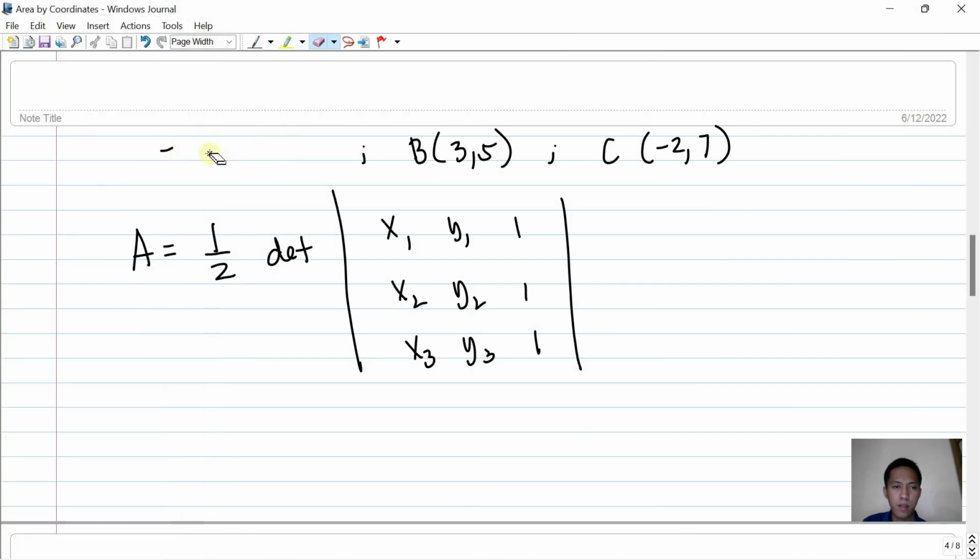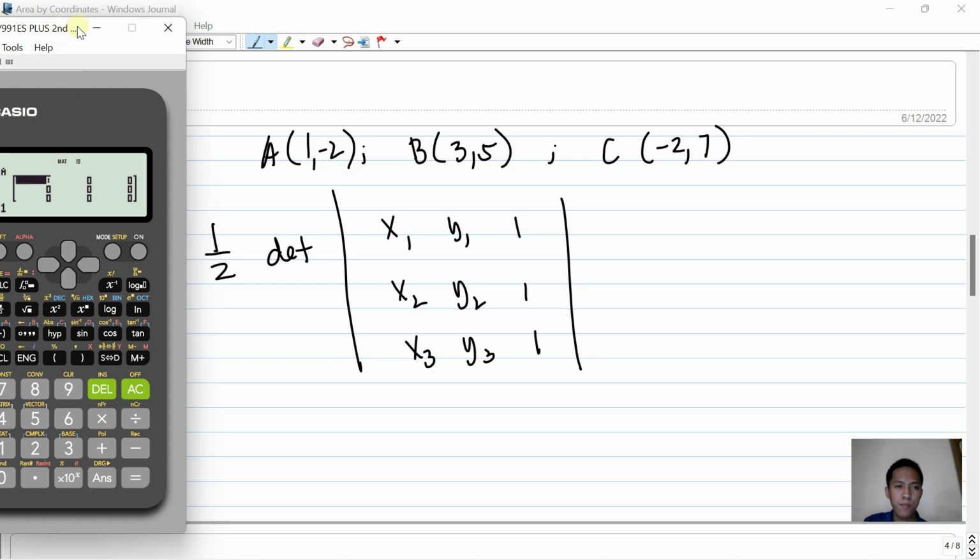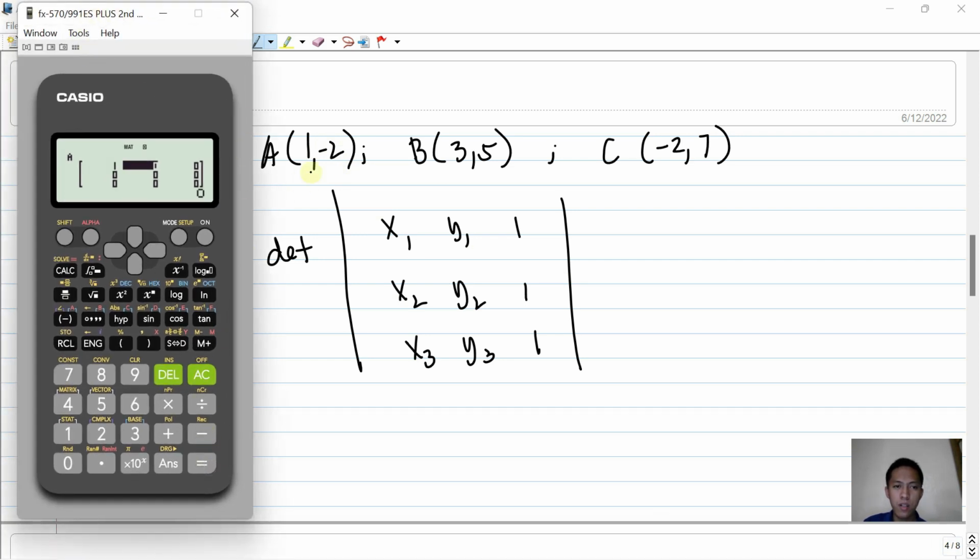Ayan, so ipasok lang natin to para makita natin yung calculator. So A is 1, -2. Ayan, so 1, that is 1 equals, so y sub 1 is -2. Sa third column, lagyan lang natin ng 1. Okay, 1. So we have this, so for B that is 3 and 5. And lagyan lang natin ng 1 sa third column. So for the third point, we have here -2. And we have here for y, so -2, 7 yun. So -2, 7. 7 equals, then lagyan lang natin ng 1.